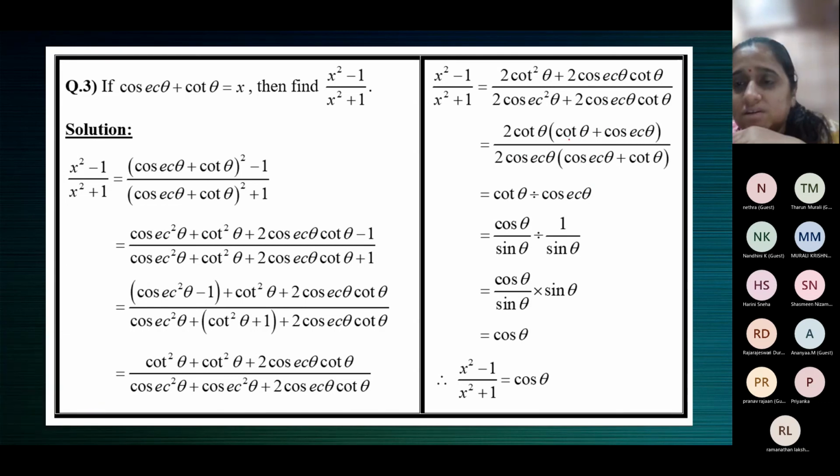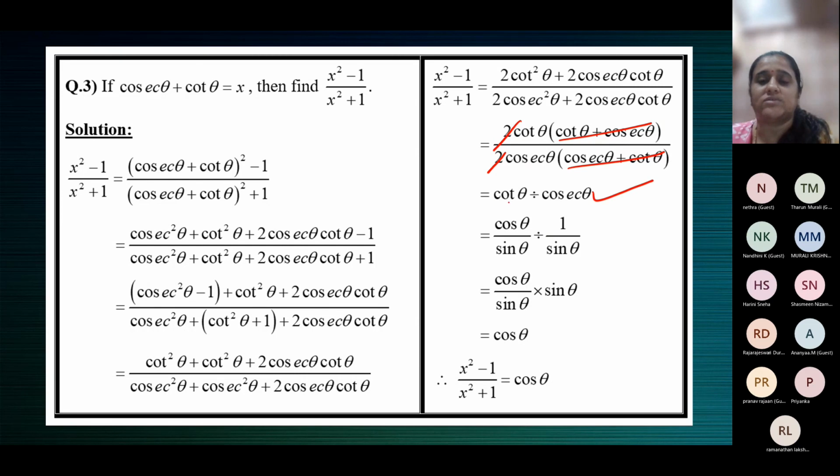Okay, so now you see that cosecant theta plus cot theta, cosecant theta plus cot theta, they're the same. It's like b plus a here and a plus b here. You can cancel it out. This is cot theta plus cosecant theta. This is cosecant theta plus cot theta. They're the same. You can cancel them out in the numerator and denominator. And also 2 cancels. So you're left with cot theta divided by cosecant theta.